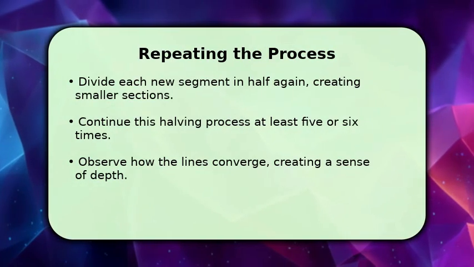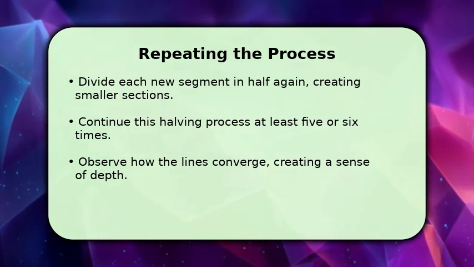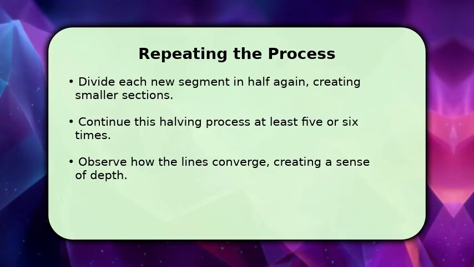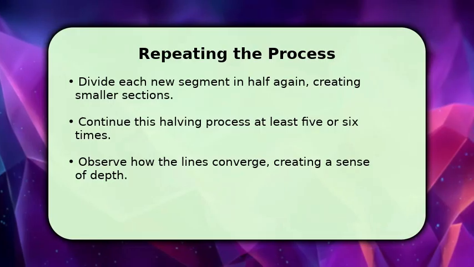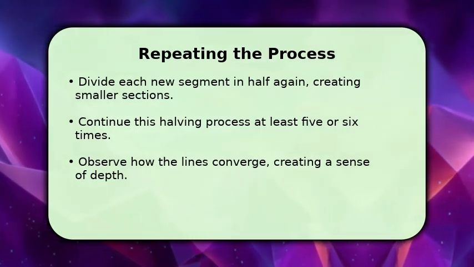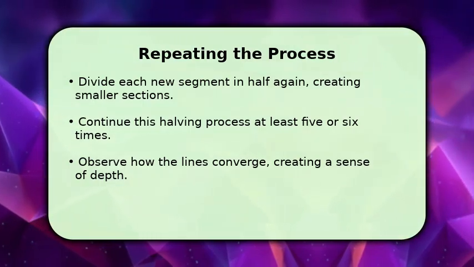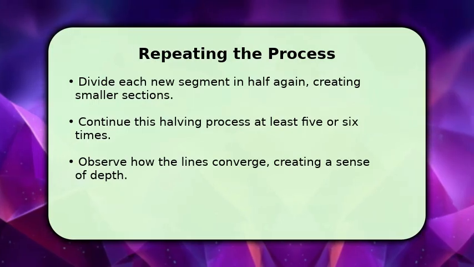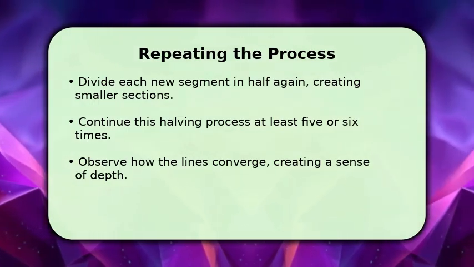The next crucial step is to repeat this halving process. Take each of the newly created segments and divide them in half once more. You will continue this iterative division, aiming to repeat the halving at least 5 or 6 times. As you progress, you will notice the lines converging and becoming increasingly dense. This repeated subdivision is what generates the unique visual effect and the illusion of infinite recession in your Zeno drawing.